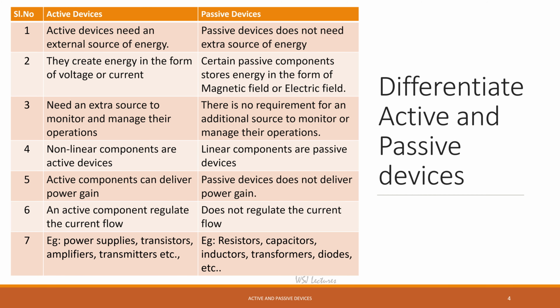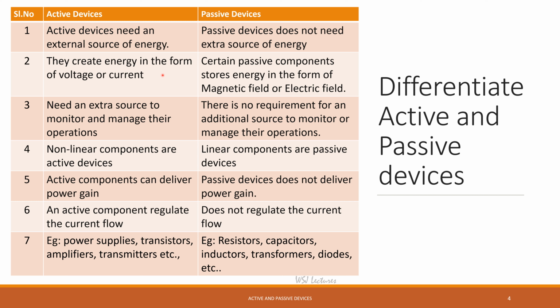Differentiate active and passive devices. Here we are going to see the difference between active and passive devices. Active devices need an external source of energy, but passive components do not require any external source of energy. Because the active devices need an external source of energy to control the flow of electrons, but passive devices do not require any external source of energy to control the flow of electrons.